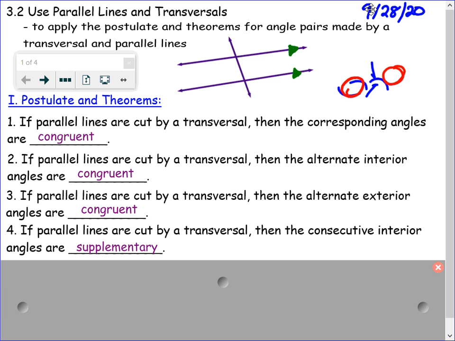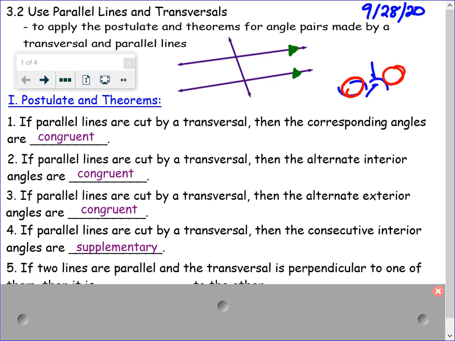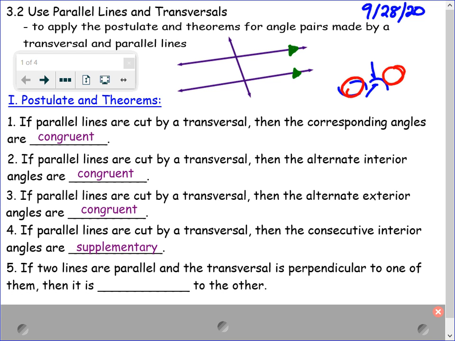You'll notice that you have another theorem here that says if two lines are parallel, ignore that one. We're not going to talk about that one. I do that in a later lesson. Sorry about that. You can just cross that out. That's going to be talked about later. We're just going to concentrate on these four.